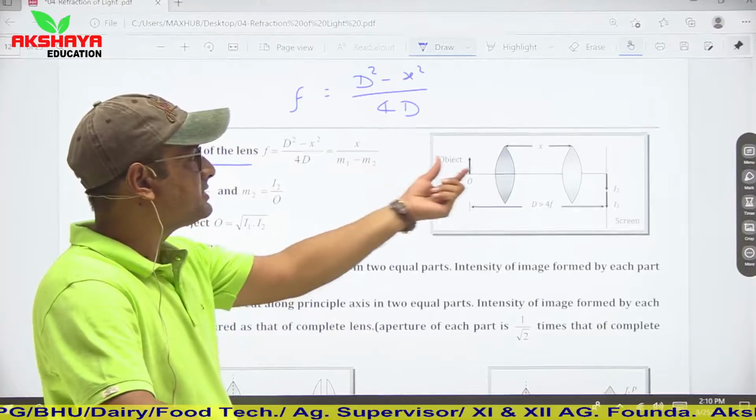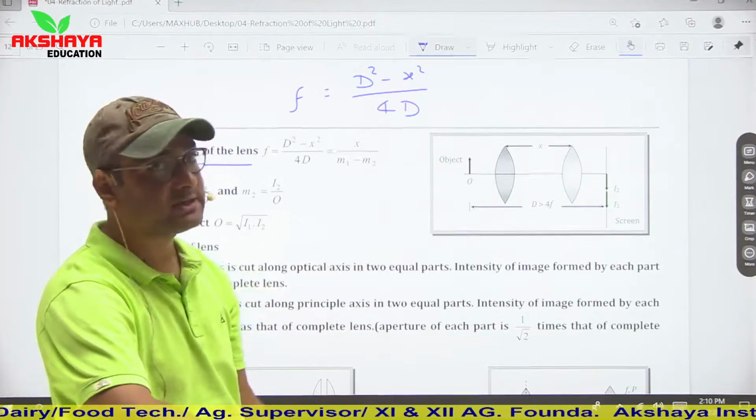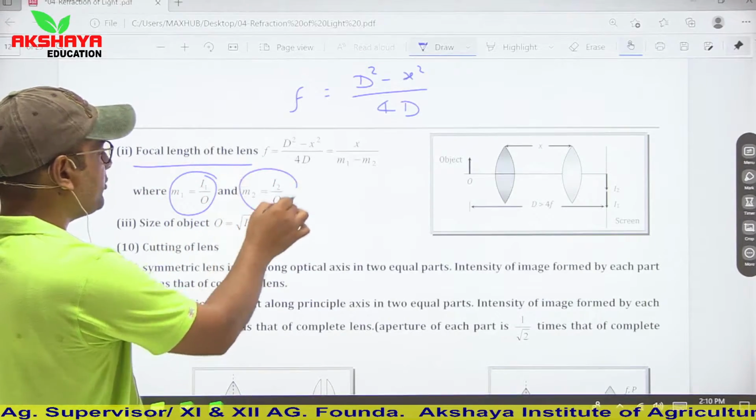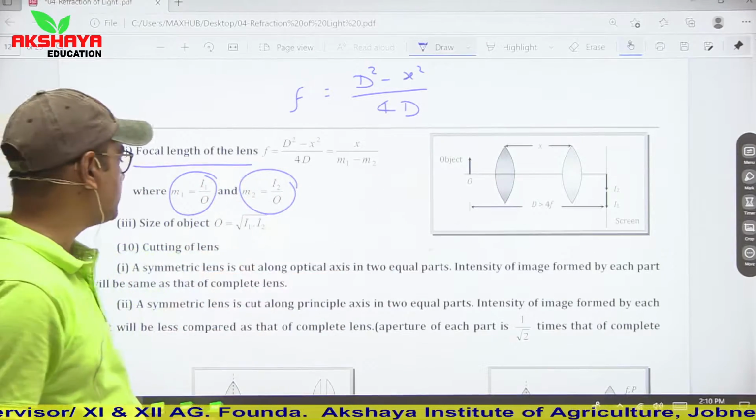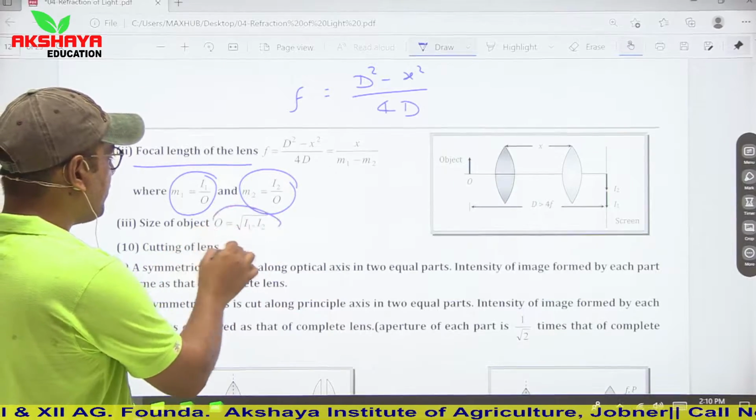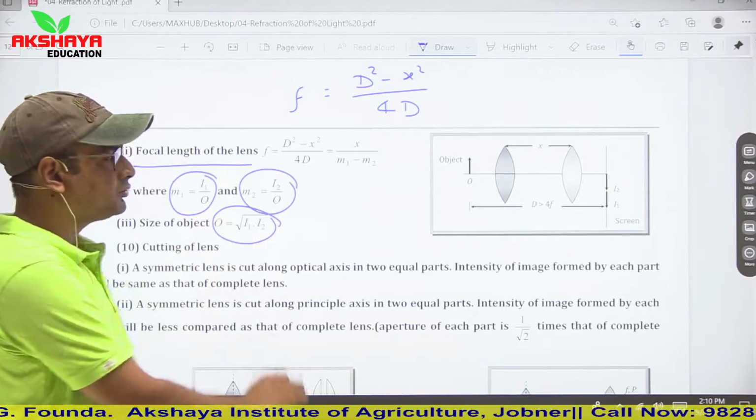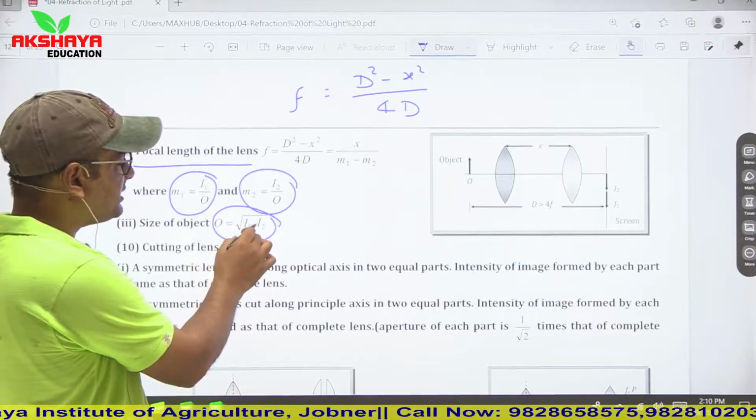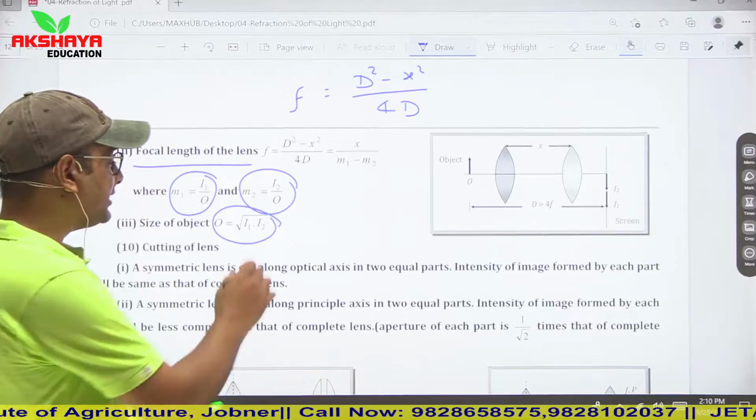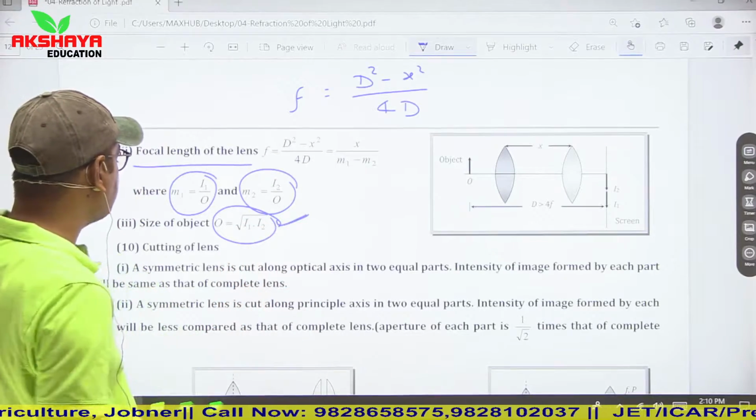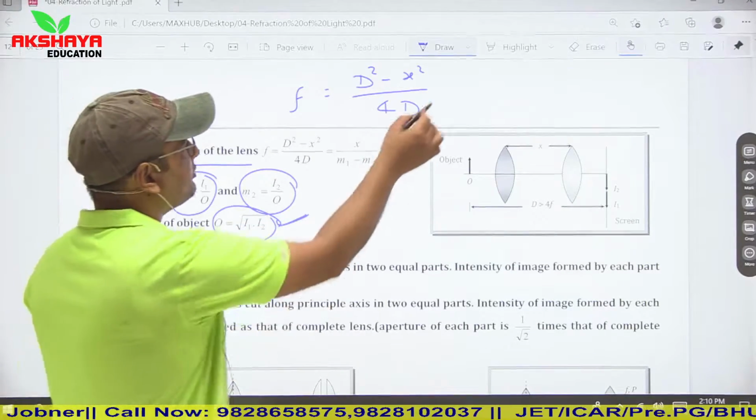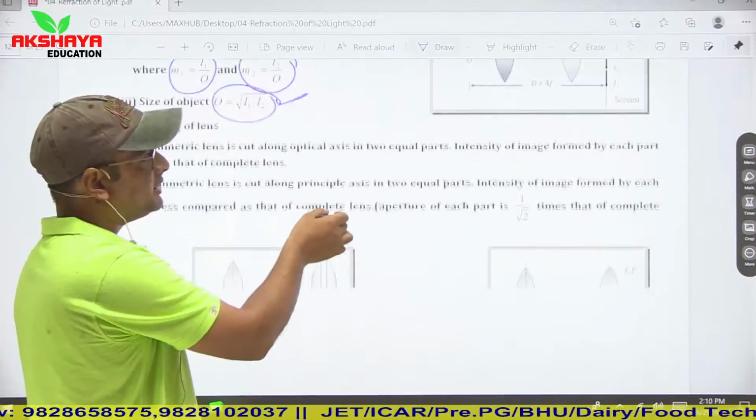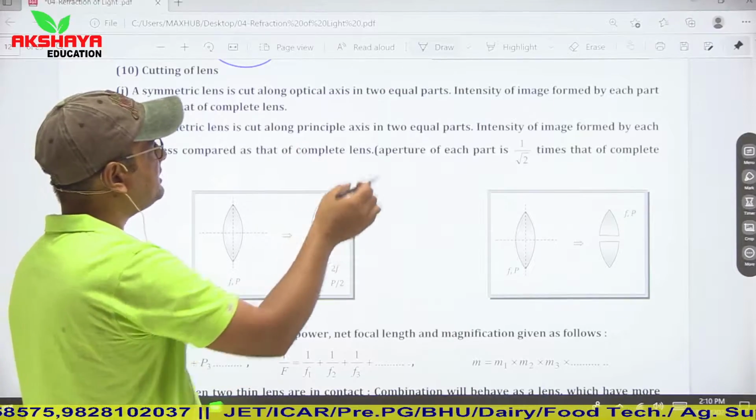Here m1 is the magnification in the initial case and m2 is the magnification in the final case. So m1 is I1 upon O and m2 is I2 upon O. First image, second image concept. The size of the object can be given as O = root of (I1 × I2): the size of the image in the first case multiplied by the size of the image in the second case, and its whole root is defined as the size of the object. So this is the simple concept. This can be used to find focal length in the displacement method.